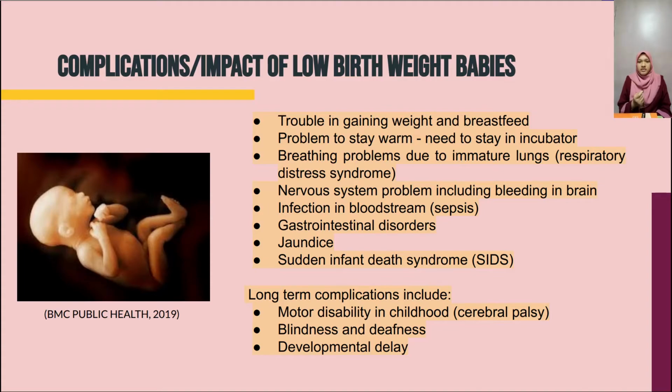Next slide, complications that can occur include trouble in gaining weight, breathing problems due to immature lungs, nervous system problems including bleeding in the brain, and also jaundice because of too much bilirubin in the baby's blood. The long-term complications include motor disability in childhood, also known as cerebral palsy, blindness and deafness, and lastly, developmental delay.